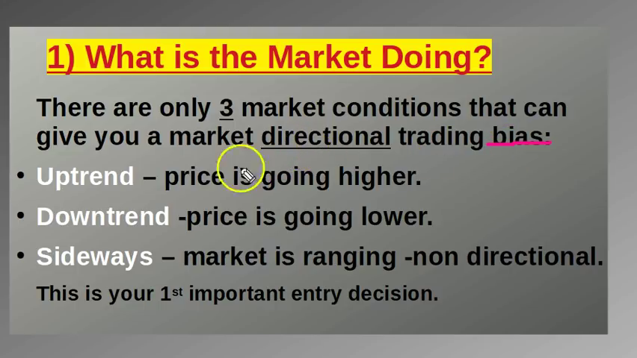And when it comes to directions, price can either go in an uptrend where price is going higher, in a downtrend where price is going lower, and sideways where market is ranging or it's non-directional. Okay, now this is your very first important entry decision, and it is so important because everything that you do after here when it comes to trade entry, which really is your trading strategy, is based on this very first question. So it is the most important part of the process in choosing what you're going to do.